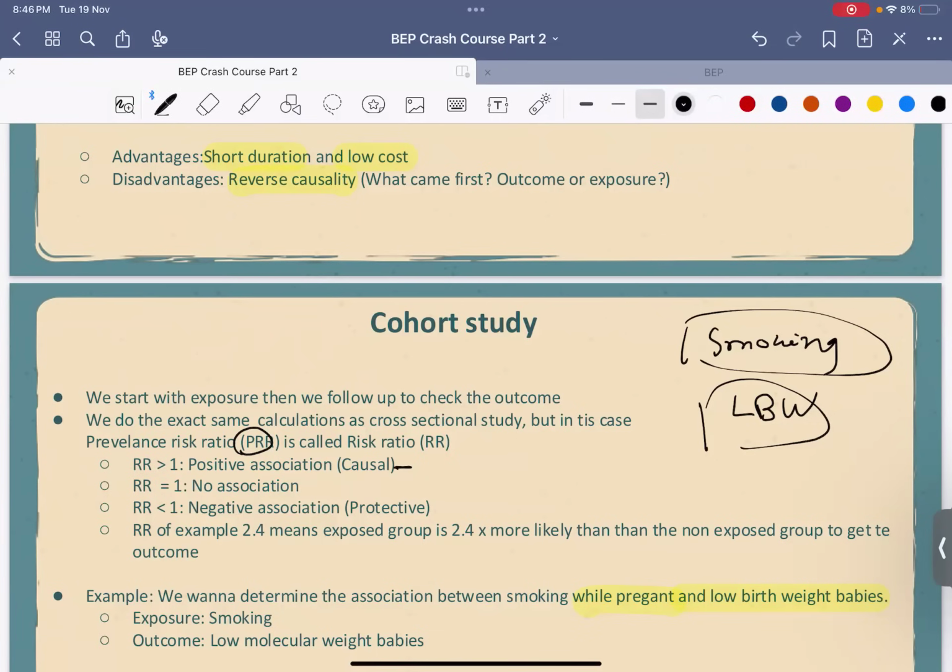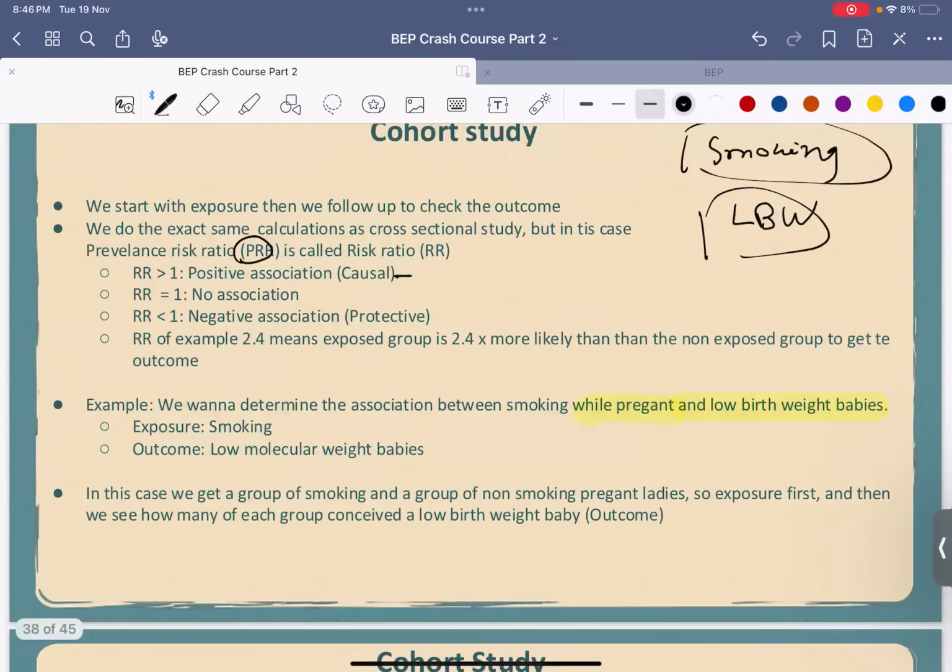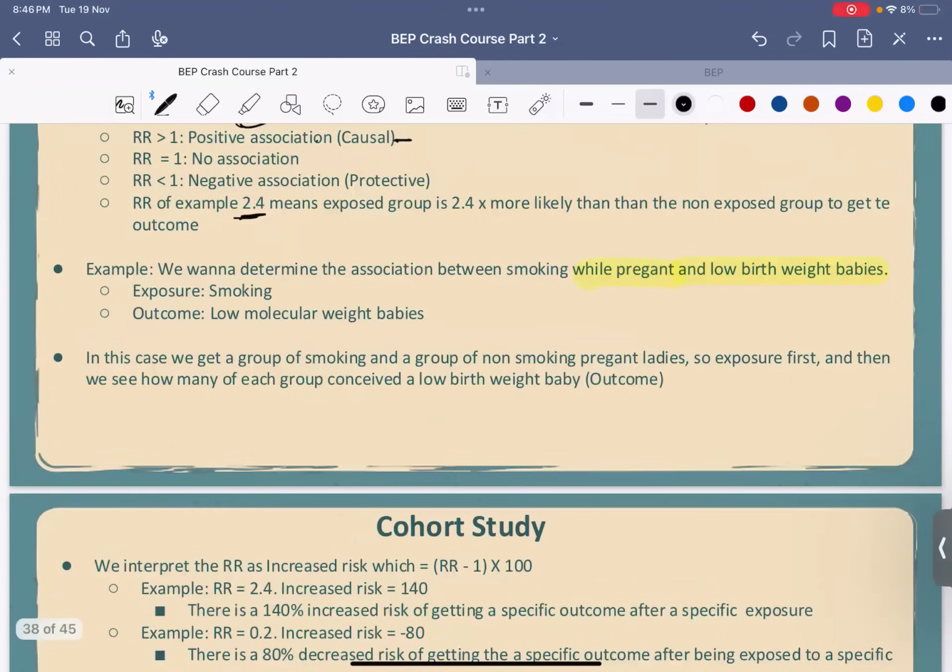If the relative risk is exactly equal to 1, then exposed and non-exposed are the same, and so we say there's no association. If RR is less than 1, then we say there's a negative association. So pregnant ladies who smoke actually have better babies. So it's protective. Smoking is protective. In our example, let's say the relative risk is 2.4. So that's a positive association. So smoking pregnant ladies are 2.4 times more likely, or have a higher relative risk compared to people who don't smoke, to get a low birth weight baby.